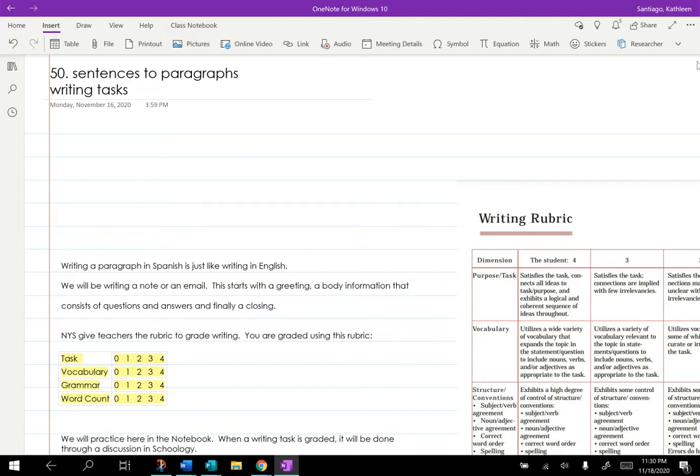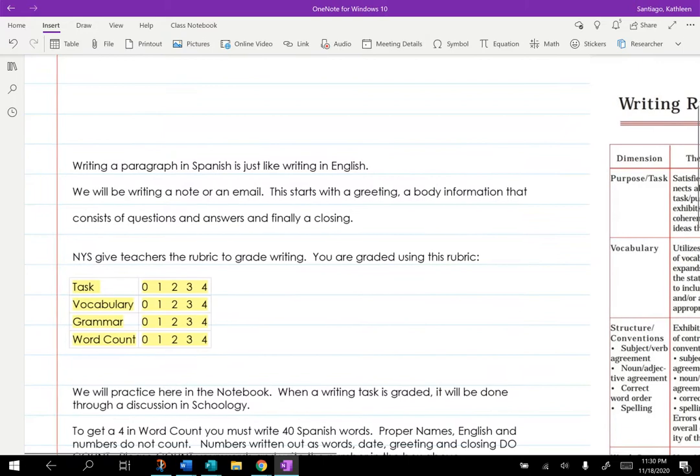Writing a paragraph in Spanish is just like writing in English. What we're going to be working on is writing a small note, or think of it as an email. Anytime you write to someone else, you start with a greeting, then you need a body of information that consists of questions and answers, and then you close out whatever you've said. Think about it as the speaking test that we did in class where we spoke to a neighbor with a new identity, but now it's in writing.